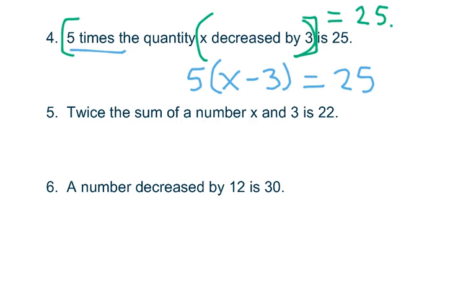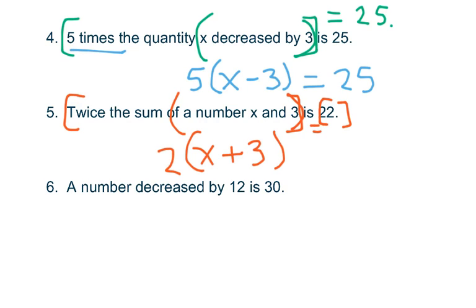Okay, same thing here. This is going to be on the left side of the equation, and the 22 is going to be on the right side, and this is your equal. Twice the sum of x and 3. That means this is going to go in parentheses here. So x plus 3. The sum means add.